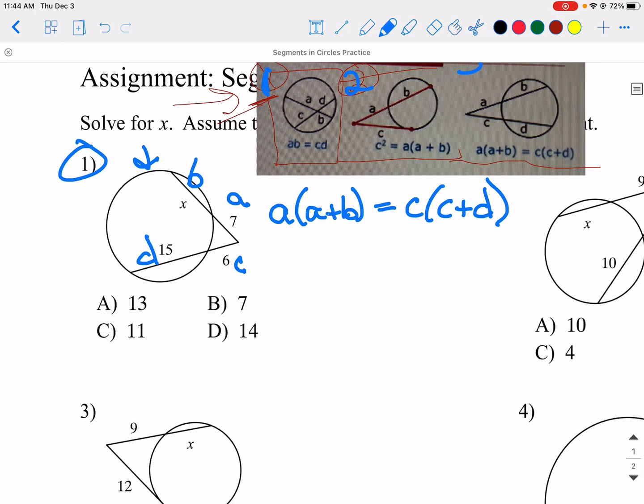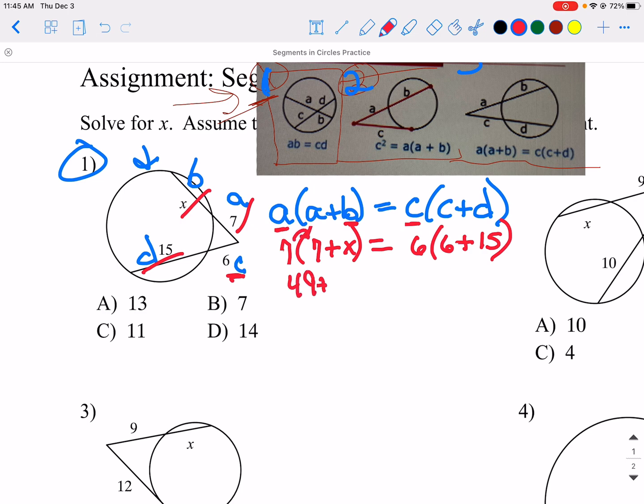Now I'm going to plug in my values. In this formula A is 7, so 7 plus B, B in this case is X, times C, which is 6, plus D, which is 15. Now I can go ahead and solve for X. So here I have to distribute. I get 49 plus 7X. And on this side, I'm going to combine 6 plus 15, so this is 21. So 6 times 21 is 126 on this side.